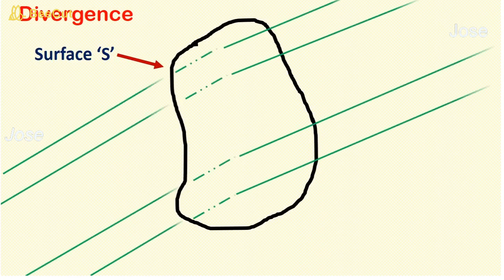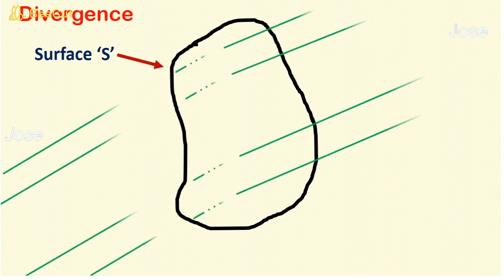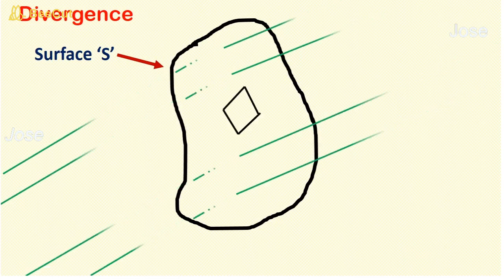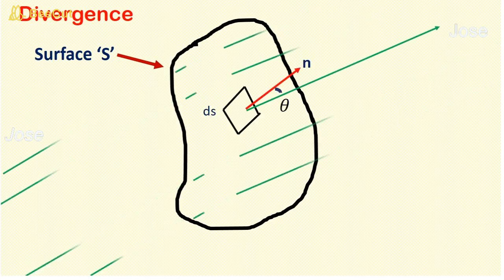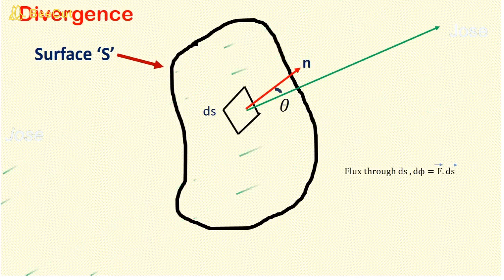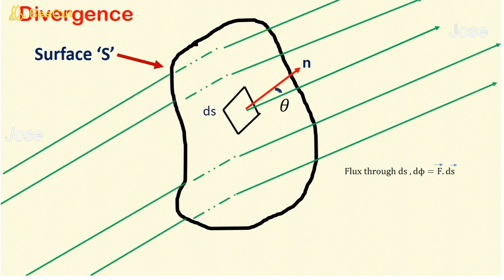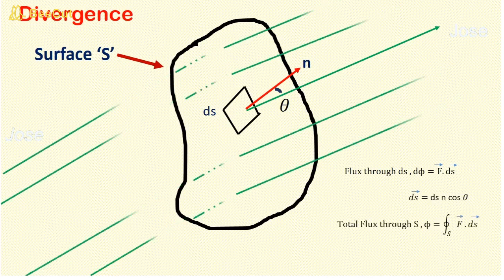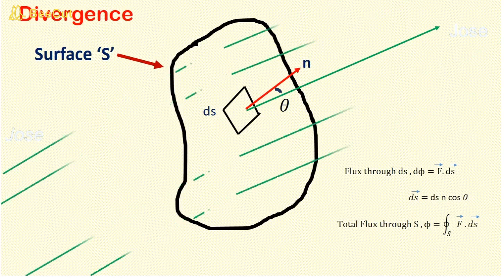Divergence. Consider a surface S in a vector field. To find the flux through this surface, we divide the surface into a small region of area ds. Then the flux through this ds area dφ is given by F dot ds, where ds is the area vector which is normal to the surface. Therefore, the total flux through the surface S, φ, equals the surface integral over S of F dot ds.